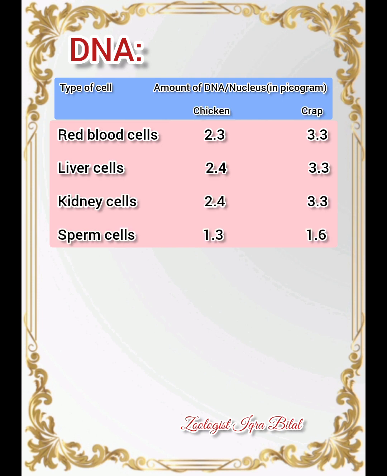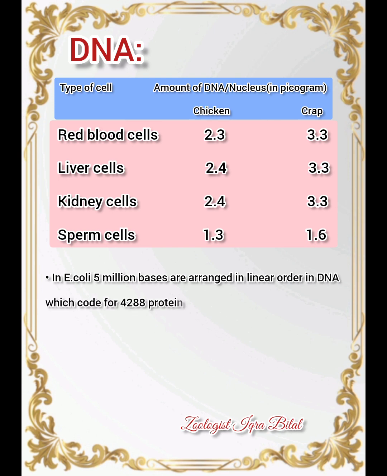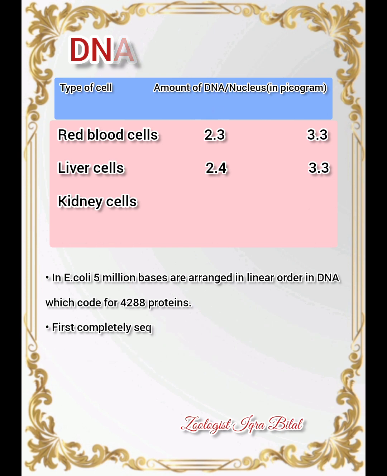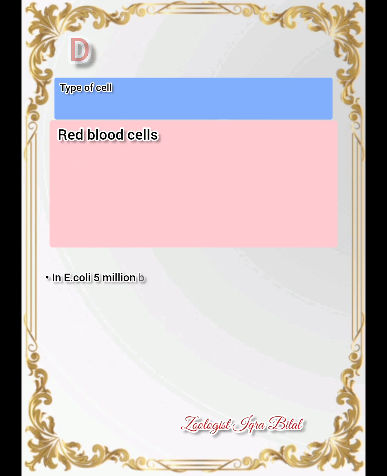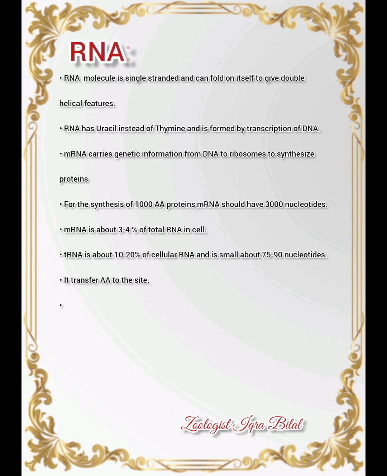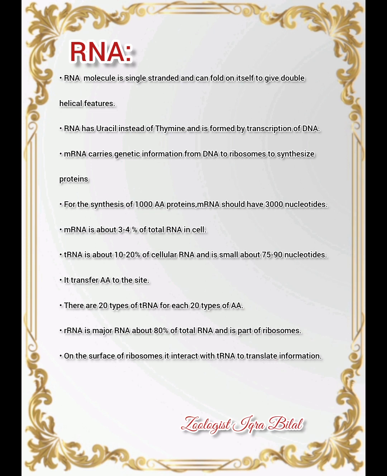Now the type of cell and amount of DNA in nuclei, in picograms, in chicken and crab has been shown in the table. Red blood cells, liver cells, kidney cells and sperm cells, and their amounts are very important. In E. coli, 5 million bases are arranged in linear order in DNA, which code for 4288 proteins. The first completely sequenced genome was of Haemophilus influenzae and was published on July 28, 1995. It is a very important MCQ and has already been asked in papers that which was the first genome.